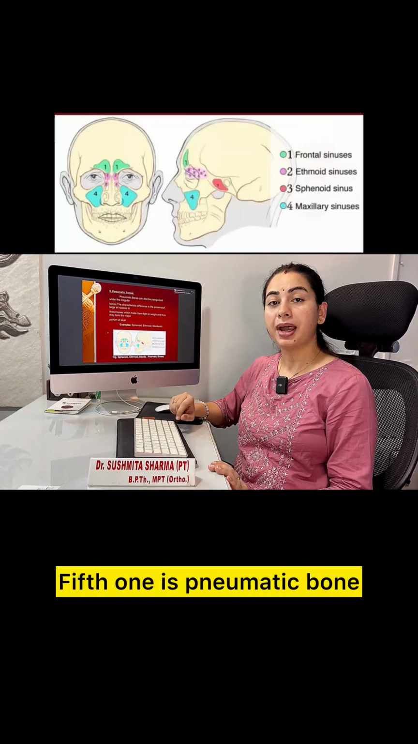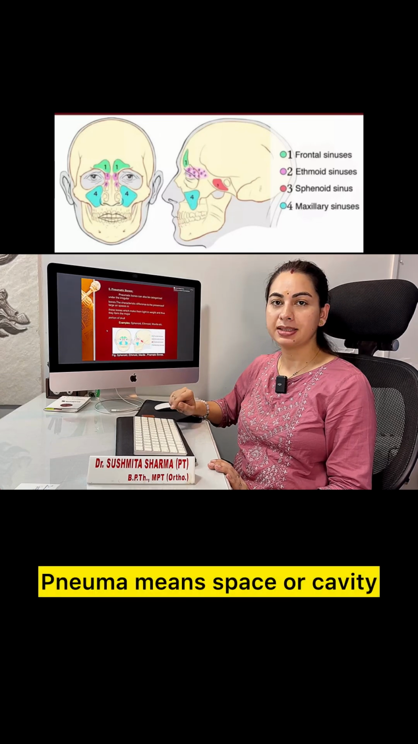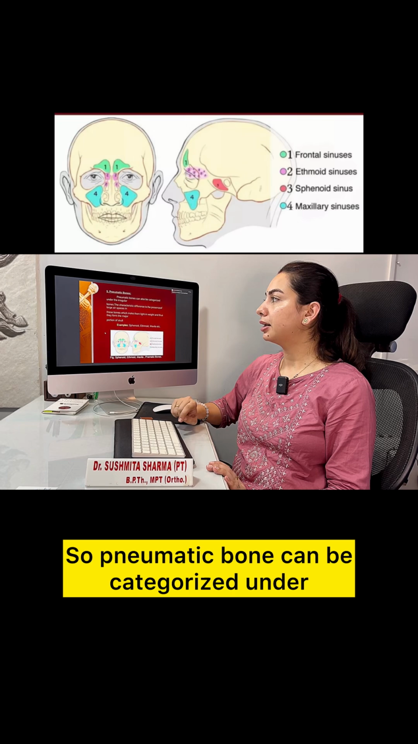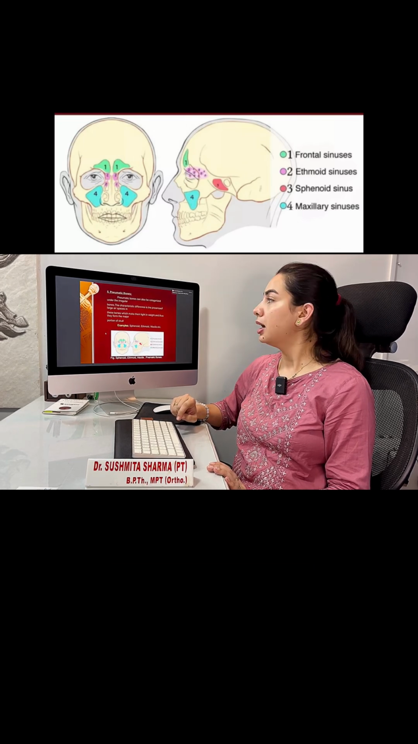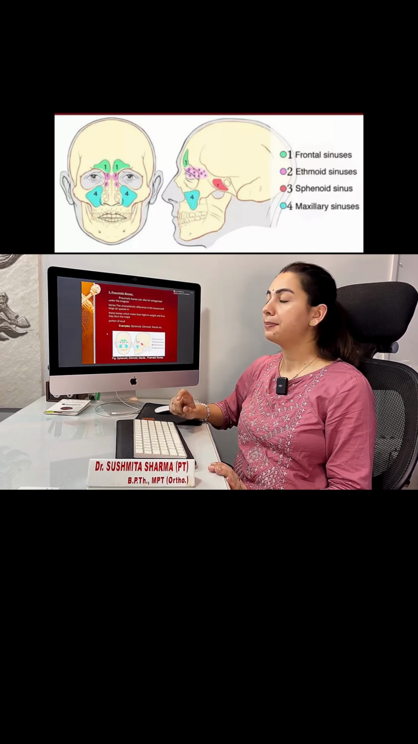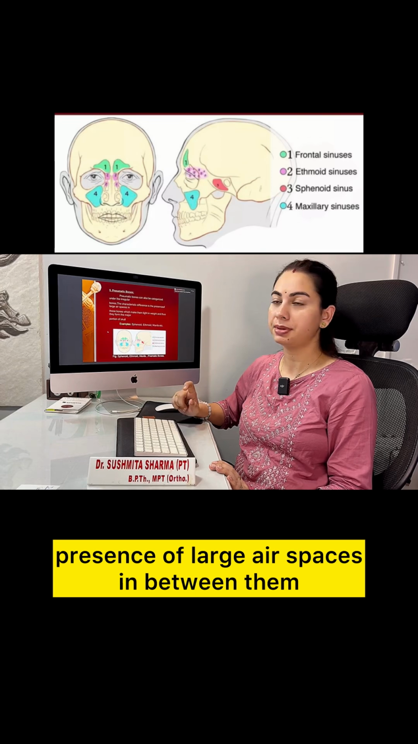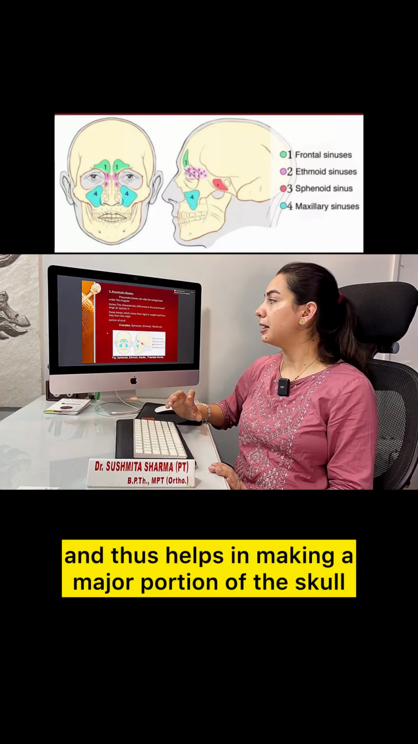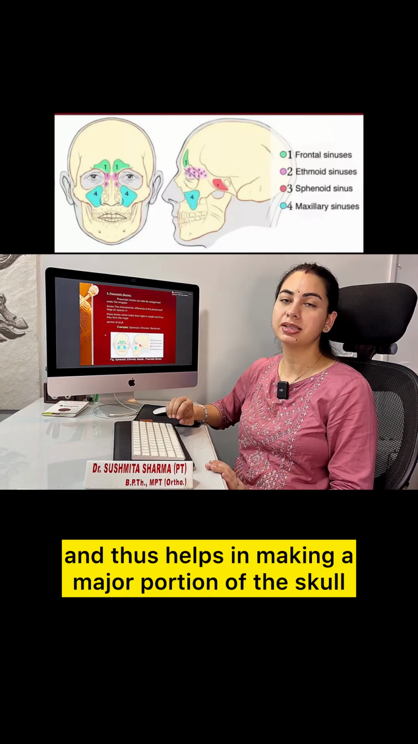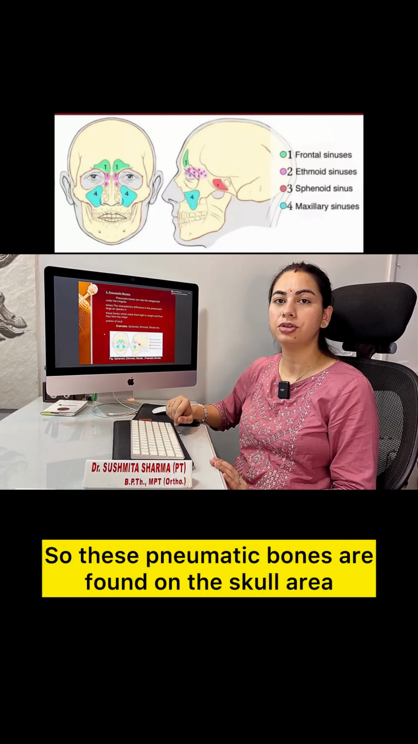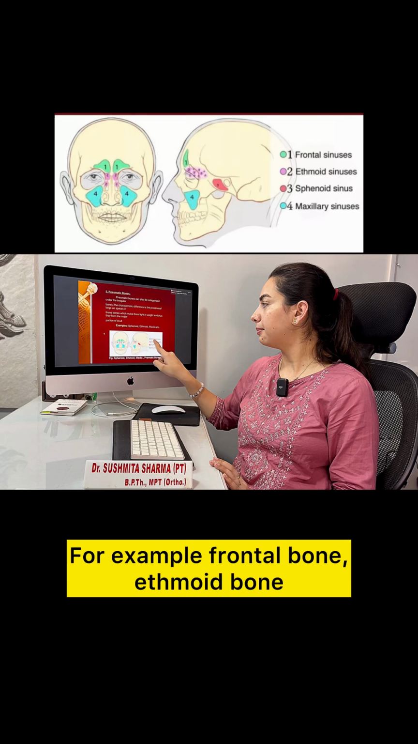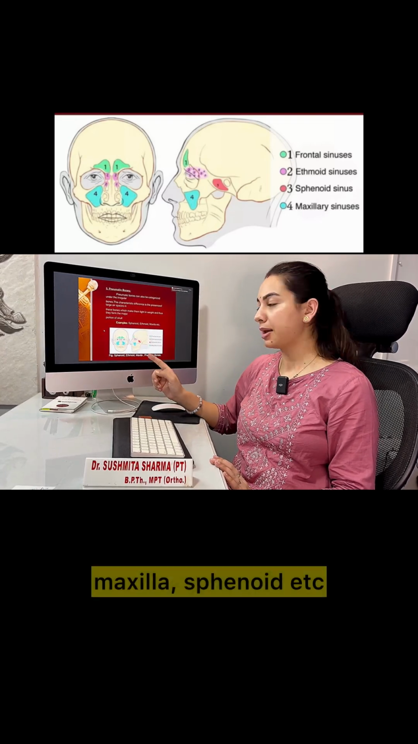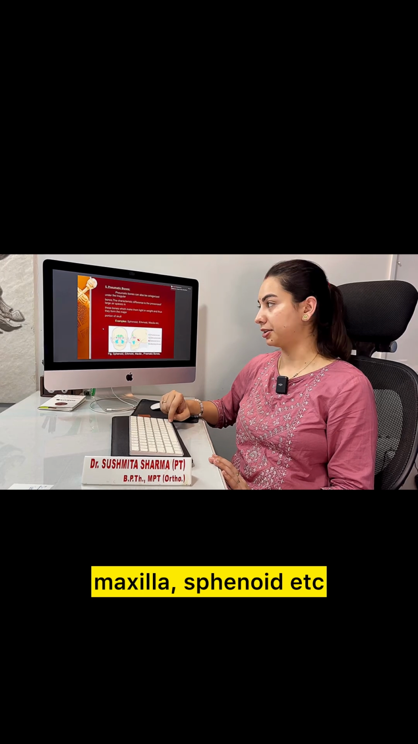The fifth one is pneumatic bone. Pneuma means space or cavity, a hole in the bone. So pneumatic bone can be categorized under the irregular bones, but the characteristic difference is the presence of large air spaces in them. These bones make it light in weight and thus help in making a major portion of the skull. So these pneumatic bones are found in the skull area, for example frontal bone, ethmoid bone, maxilla, sphenoid, etc.